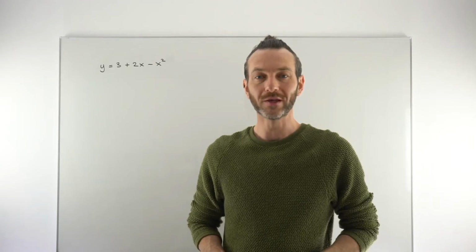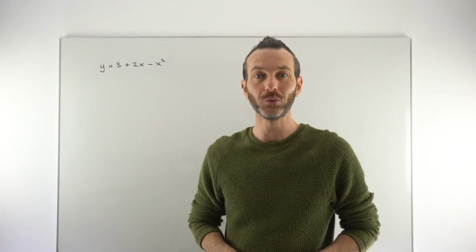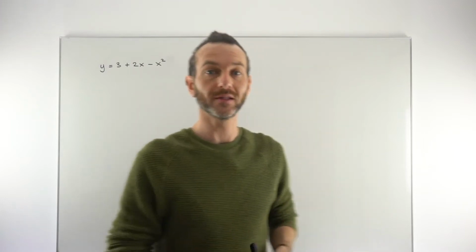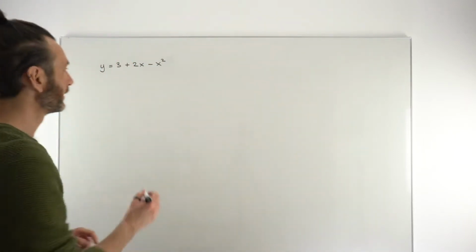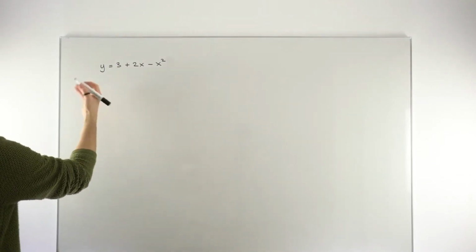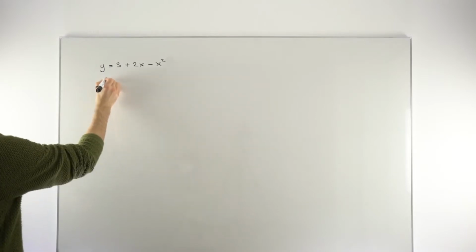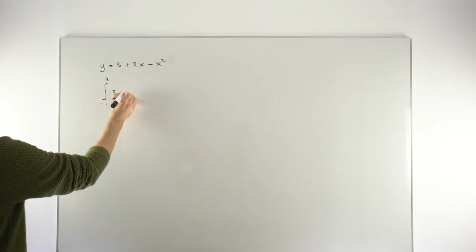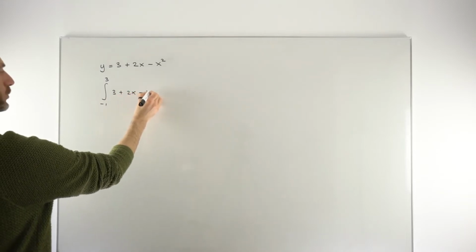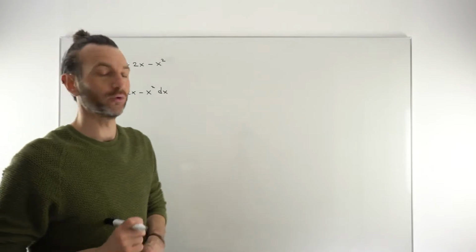In this question, we've been asked to find the area underneath this curve and between the limits -1 and 3. So this is just a standard use of a definite integral. So we're just going to set this up as the integral between our limits, which is between -1 and 3, of our function, which is 3 plus 2x minus x squared. And we're integrating with respect to x, so remember to put your dx on the end.